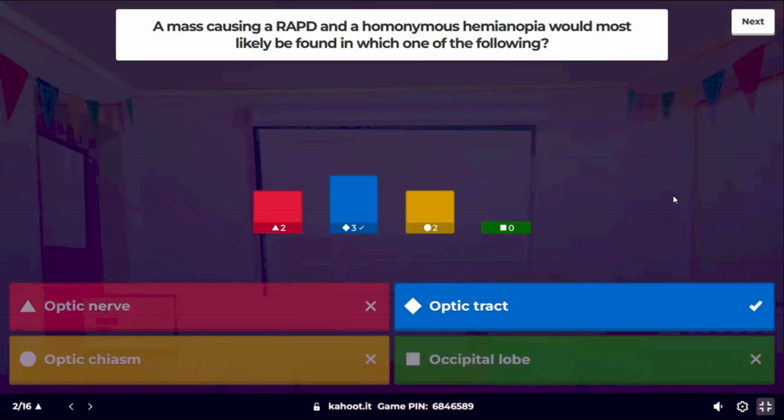Yeah, the correct answer is optic tract, and as you can see, others also got confused. We are talking about homonymous hemianopia, so the lesion should be post-chiasmatic, after the chiasm, okay?